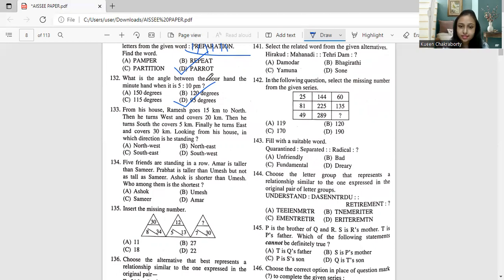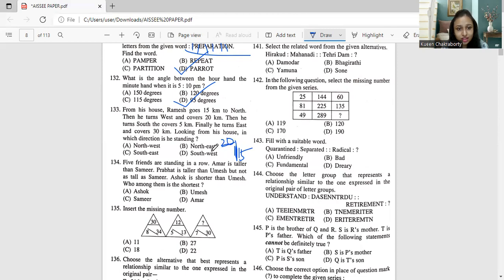Question 133 says, from his house, Ramesh goes 15 kilometers to the north. Okay, let's mark here. He goes 15 kilometers to the north, and he turns west. This is 15. This is his house, and he goes 15 kilometers to the north and turns west. He's turning west and covers 20 kilometers. Here he goes 20 kilometers.